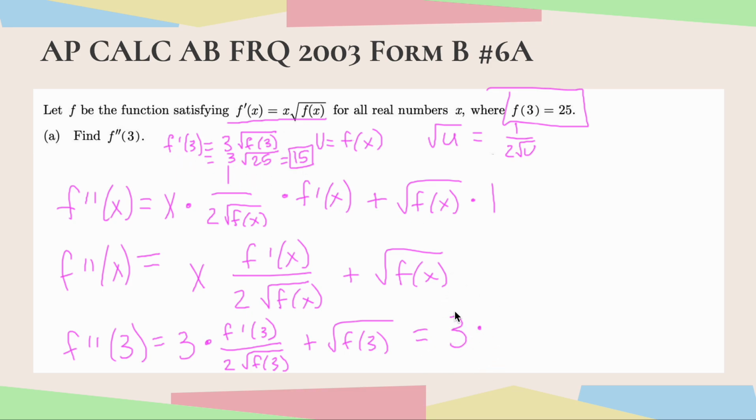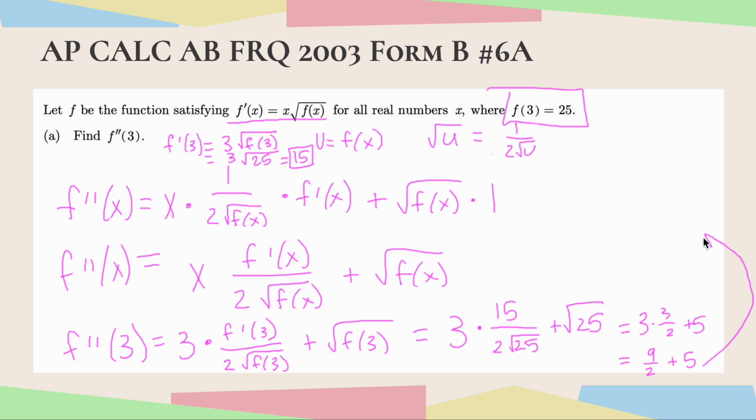Anyways, going back to it, it's going to be 3 times 15 over 2 times the square root of f of 3, which is again 25, and then plus, again, the square root of 25. Simplifying that further, 2 times the square root of 25 is 2 times 5, which is just 10. So if I simplify down 15 over 10, I'm going to get 3 over 2. So 3 times 3 over 2 plus the square root of 25, which is just 5, ends up giving me 9 over 2 plus 5.